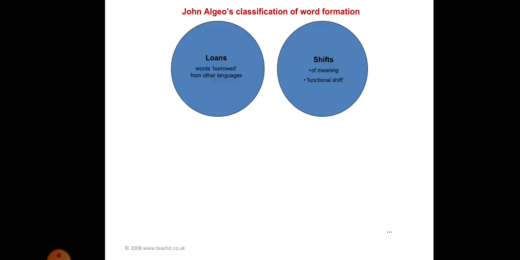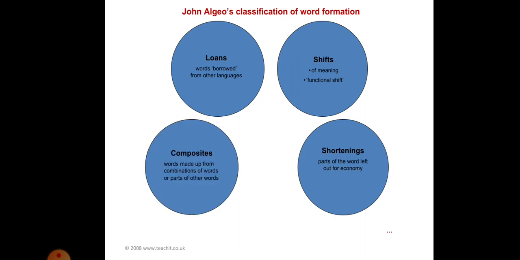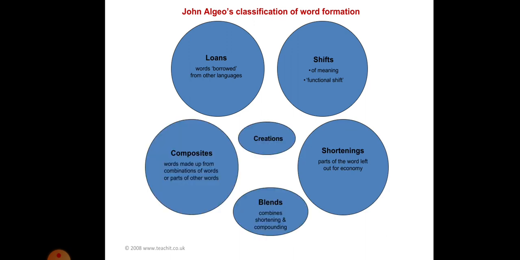Here are some of the categories. We have loans, we have shifts, we have shortenings, we have composites, and we have blends. They all work together to create new language. All of them have their own slide apart from loans, because loans is kind of self-explanatory. It's words borrowed from other languages.